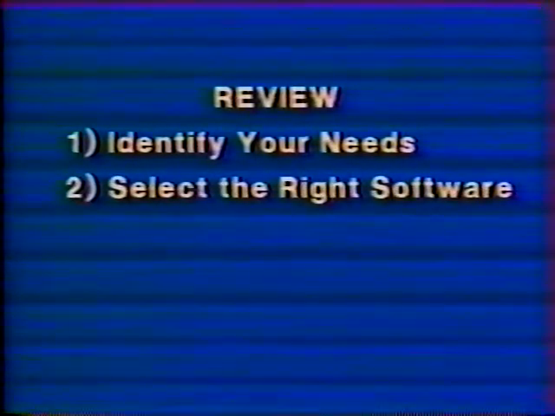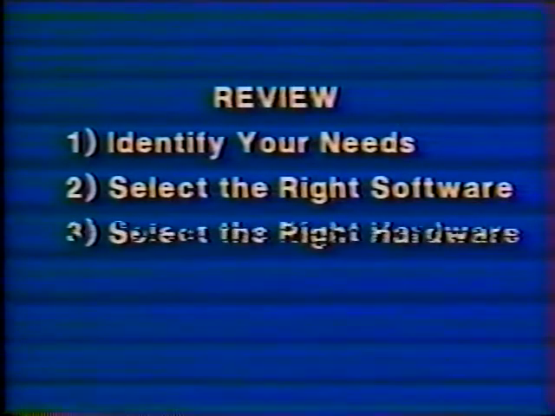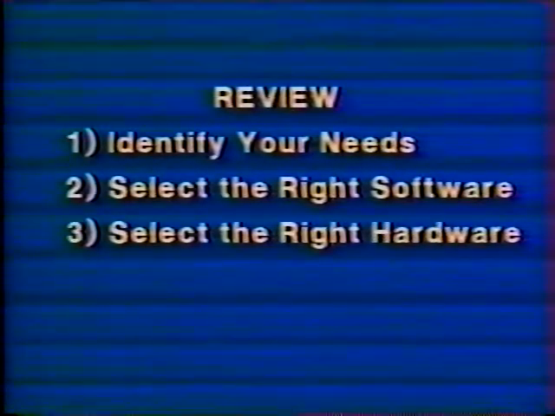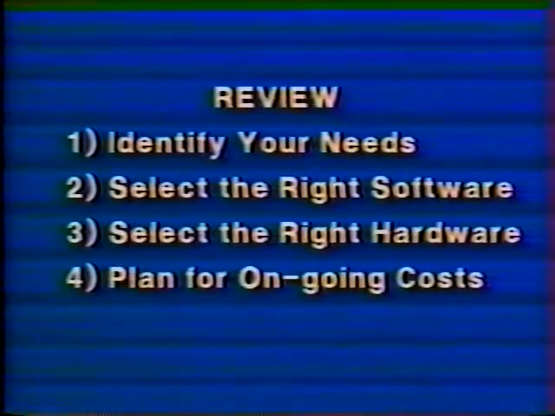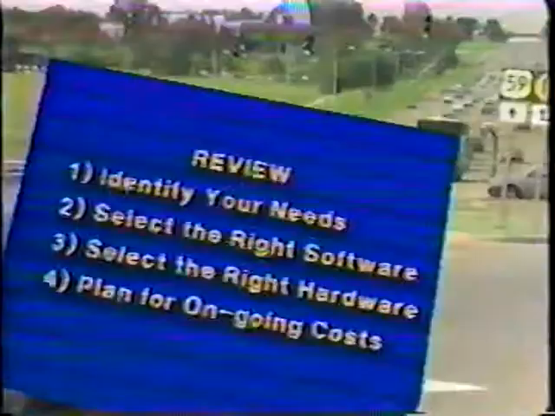We've given you a lot of information. Let's review the four basic steps in selecting a computer system. First, identify your needs. What do you need the computer to do? Second, select the software. Choose the software that best fits your needs. Third, select the hardware. Pick hardware compatible with your software. And finally, plan for ongoing cost. Supplies, training, and support can eat up your budget and your time if you're not ready for them.